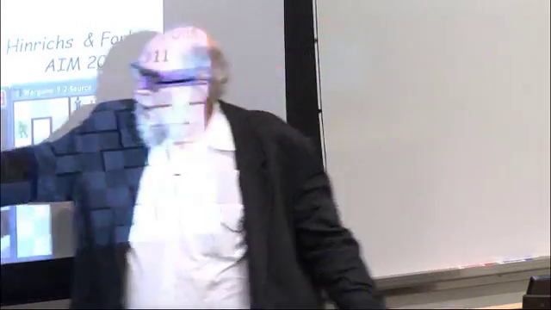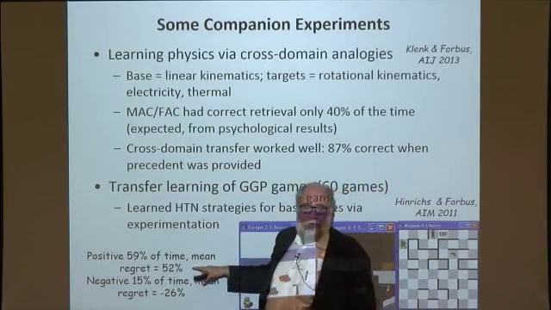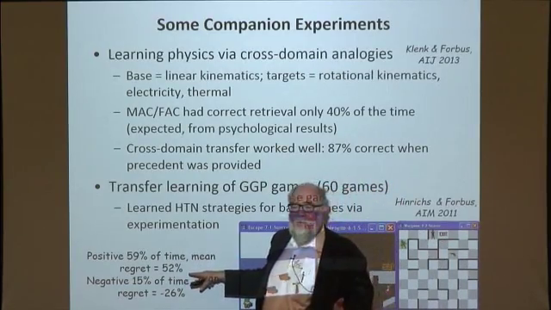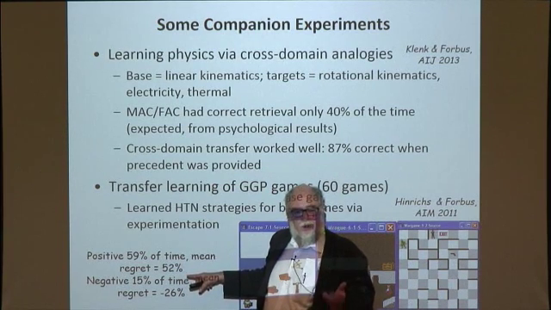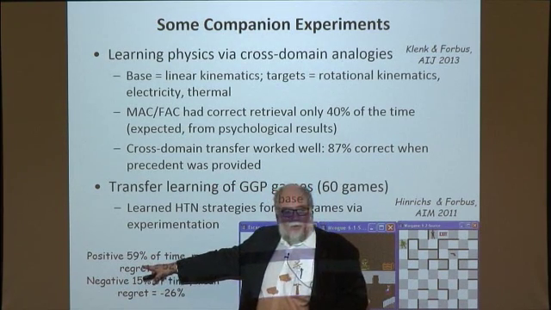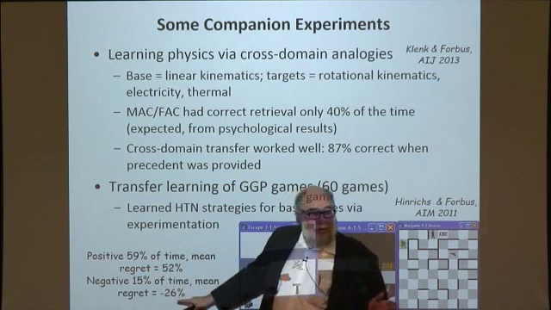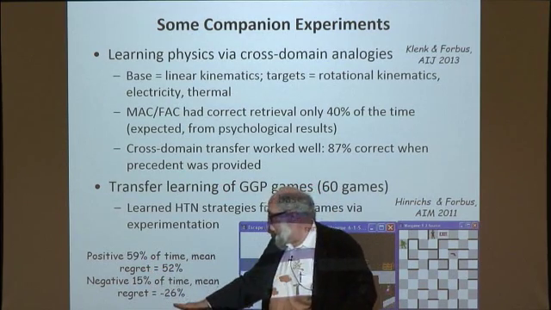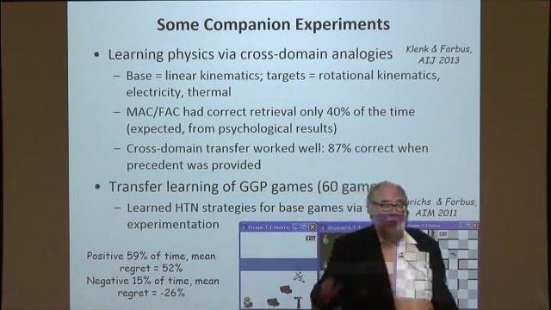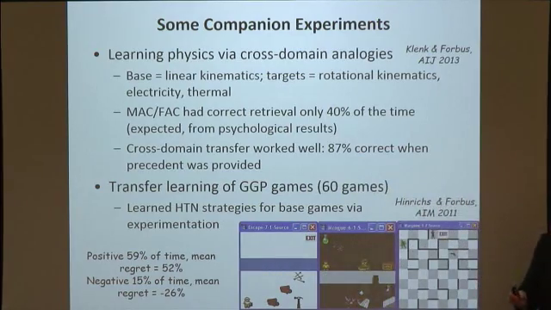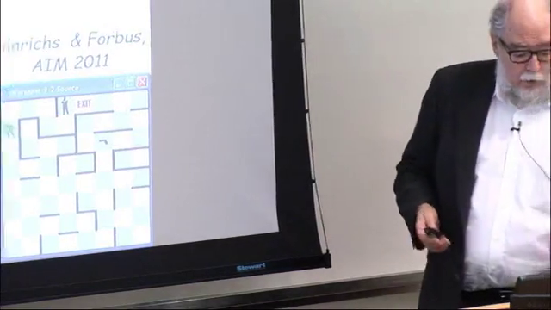Now, given one of those learned games as a base, you would then try to learn some new games, and you'd measure how much faster you learn. So positive transfer is good. I would have learned 50% faster if I had the analogous game almost 60% of the time. And there is some negative transfer: 15% of the time, I'd learn 25% more slowly than if I didn't have the analogy. So we're kind of excited about that.